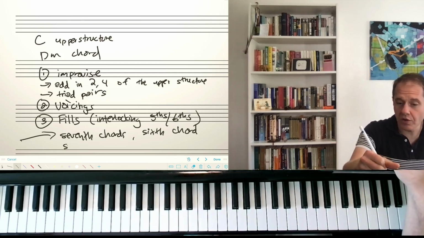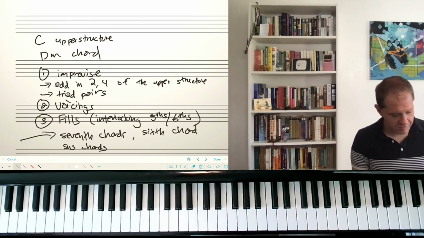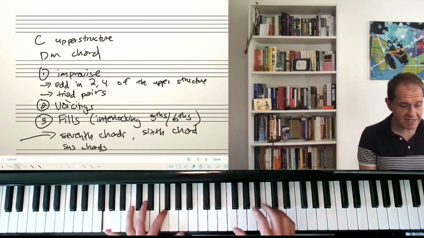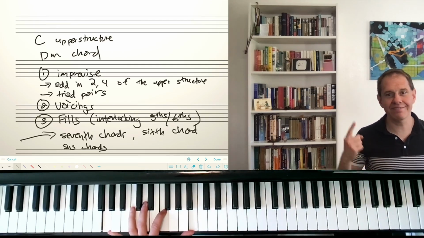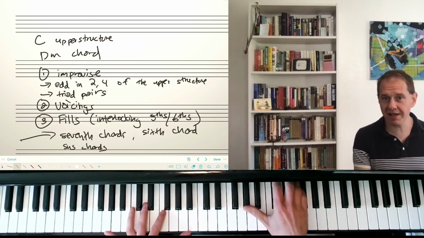They could be sus chords. Why not? So, again, if I'm on this G7, I could use E flat sus. That's E flat, A flat, B flat. And that's really nice. Or I could use A flat sus.